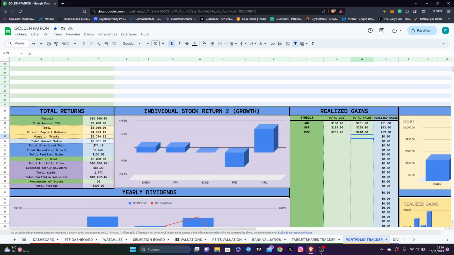Okay, so here is another part. As you can see, all you have to change are the ones in green. Everything else you don't have to do. What we have over here is the initial deposit. For this portfolio, I'm going to start off with $10,000, and the cash reserve is $2,000, so I'm going to have a total of $8,000 to allocate to stocks. That's how this all maths out.